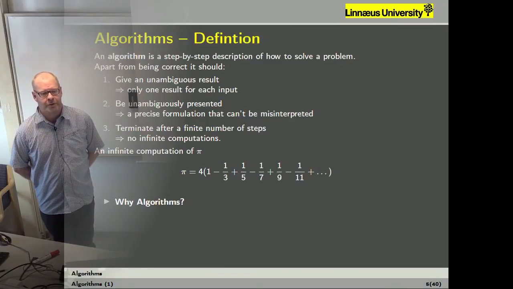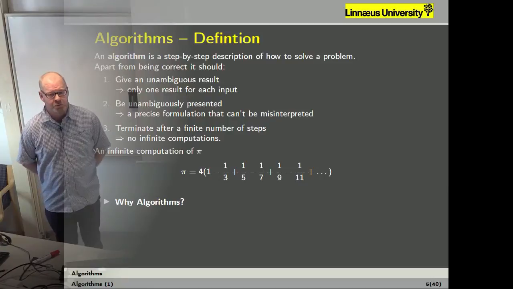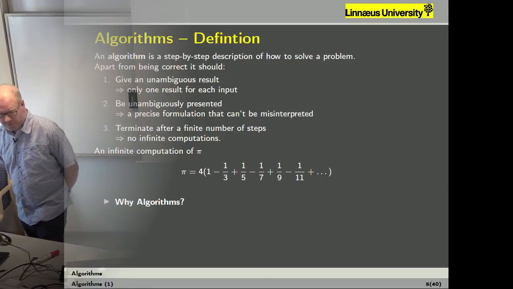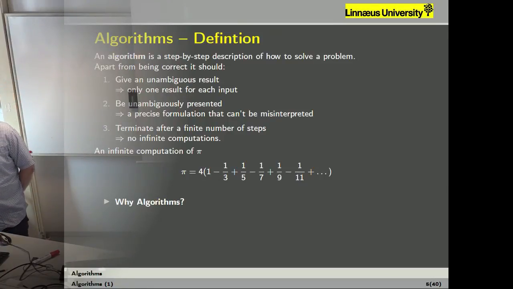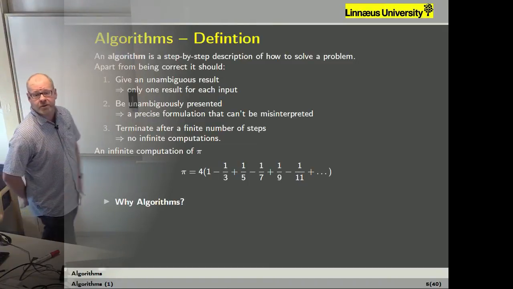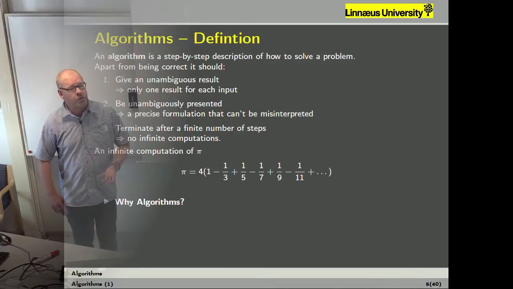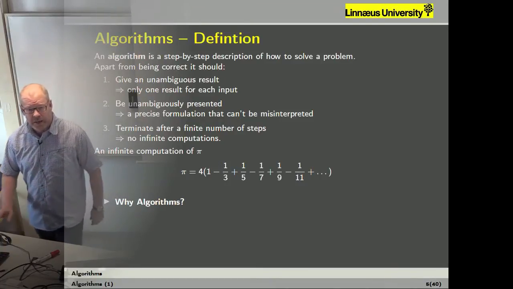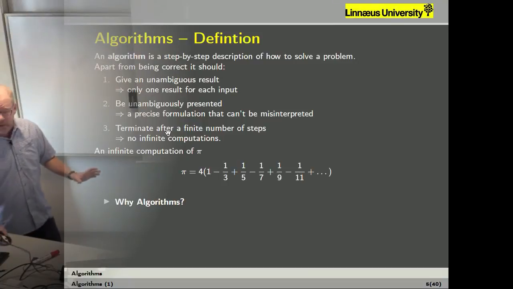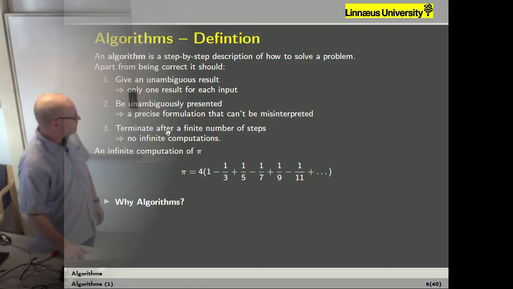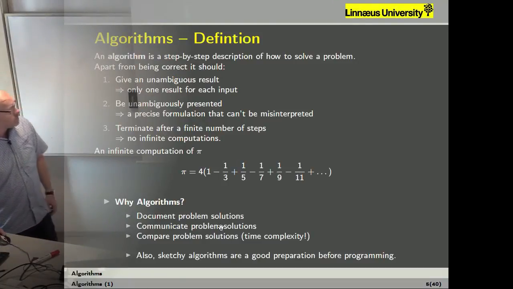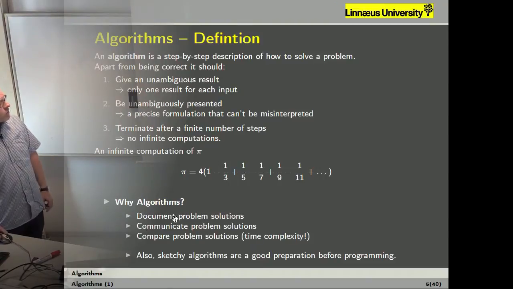Why do we write down algorithms, for washing your hair, for example? Yeah, and also to document solutions. I come up with a clever way of doing it, and I should remember it myself later on, and I should also be able to communicate it. So document problem solutions and communicate problem solutions. These are the two most important parts.